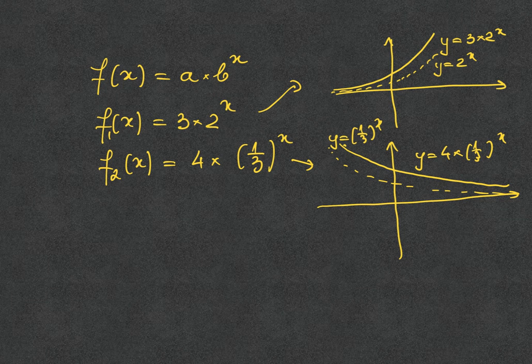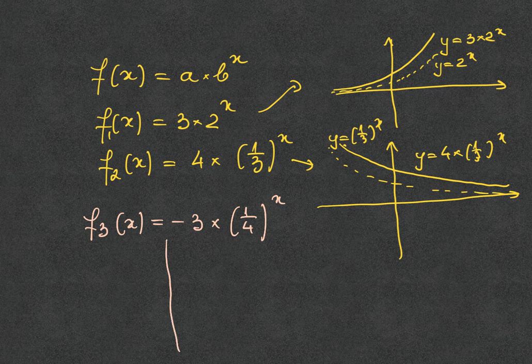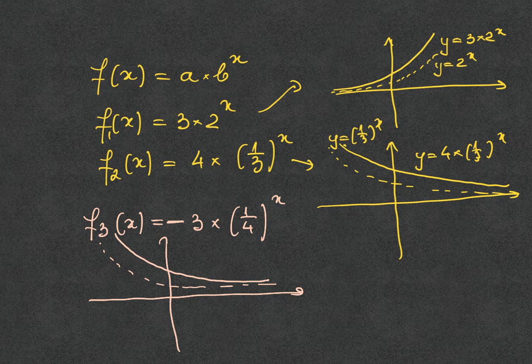Of course, we will always apply transformations of functions, like for example, if we have f3 of x equals negative 3 times 1 over 4 to the power of x. When we draw it, we know that 1 over 4 to the power of x is descending. 3 means applying a vertical stretch. And minus 3, minus y, it's a reflection on the x-axis. So your final function will look like this.